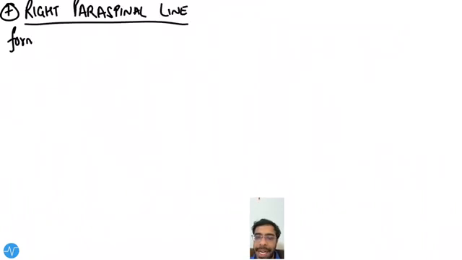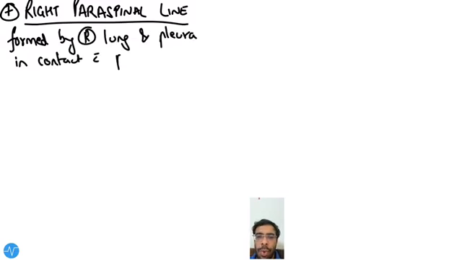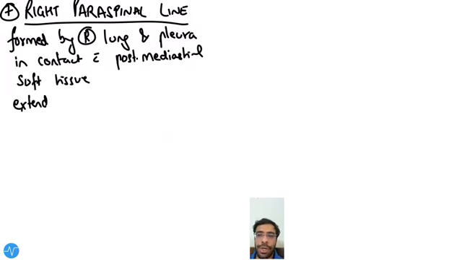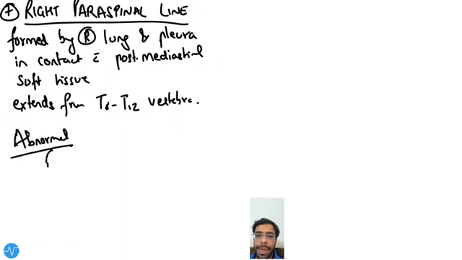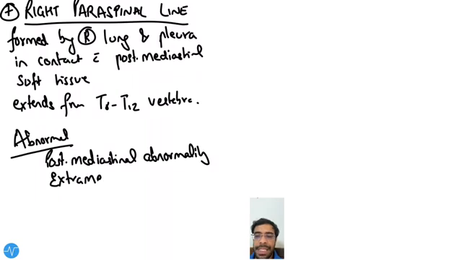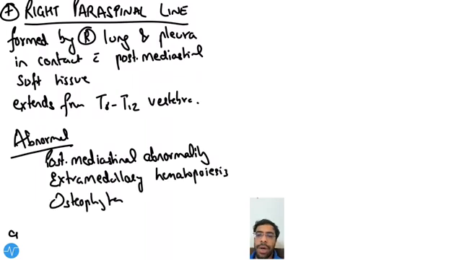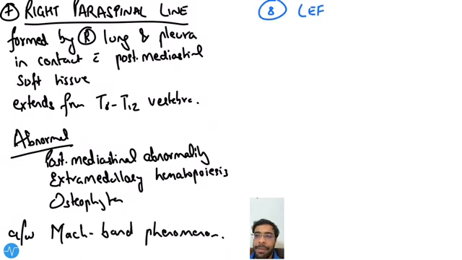Now let us see the right and the left paraspinal line. First we'll see the right paraspinal line, which is formed by the right lung and pleura in contact with the posterior mediastinal soft tissue. It extends from T8 to T12 vertebra, where you can see abnormality, where there is posterior mediastinal abnormality, extramedullary hematopoiesis, or there are osteophytes. It is associated with the Mach band phenomenon.